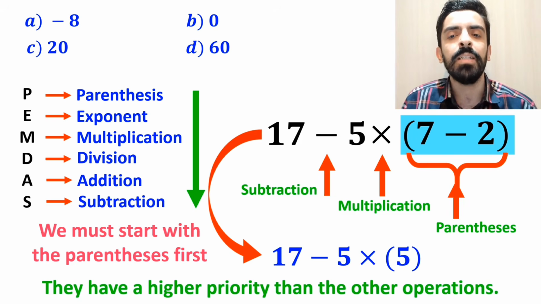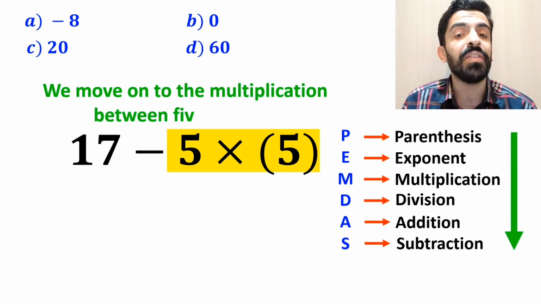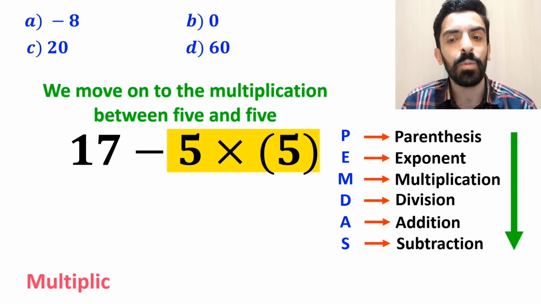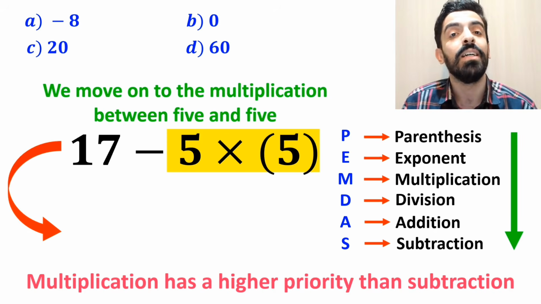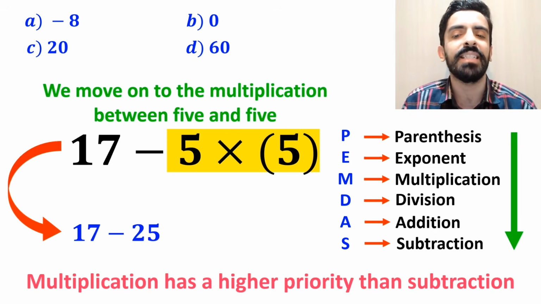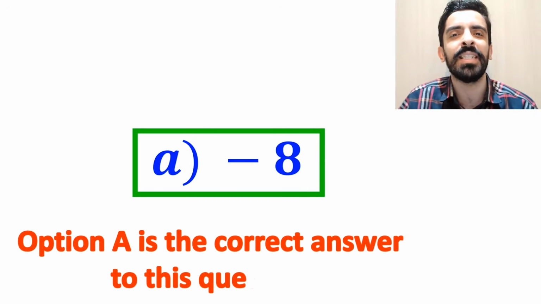So, we can write this expression as 17 minus 5 multiplied by 5. And the next step, we move on to the multiplication between 5 and 5, because multiplication has a higher priority than subtraction. So, we rewrite this expression as 17 minus 25, which finally gives us the answer negative 8. Therefore, option A is the correct answer to this question.